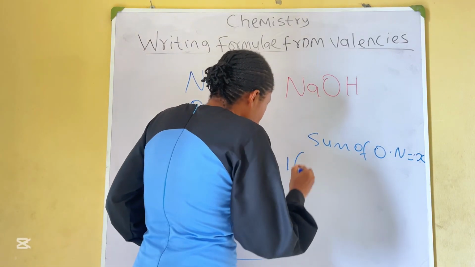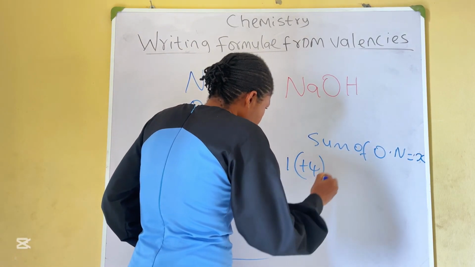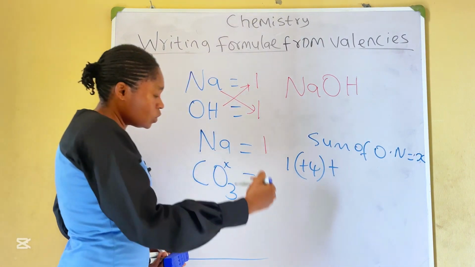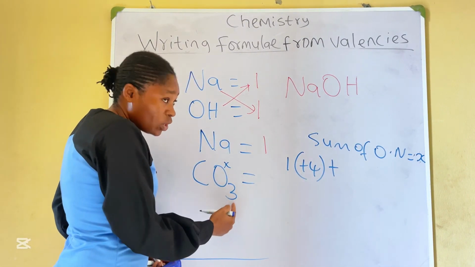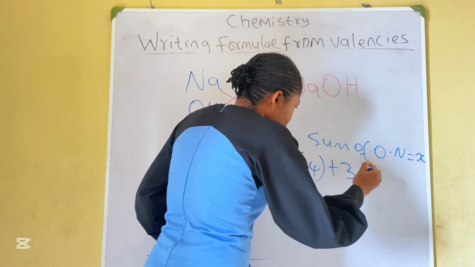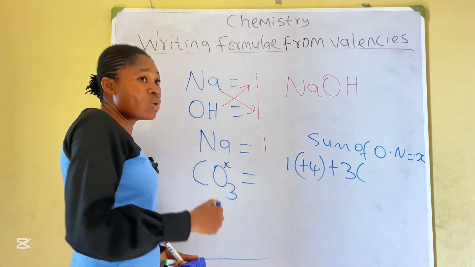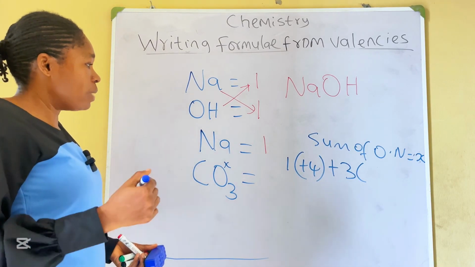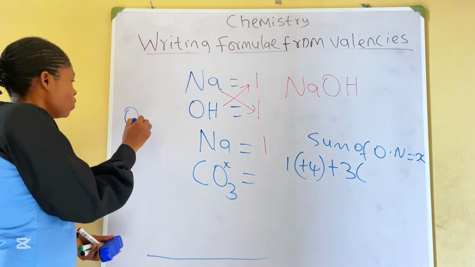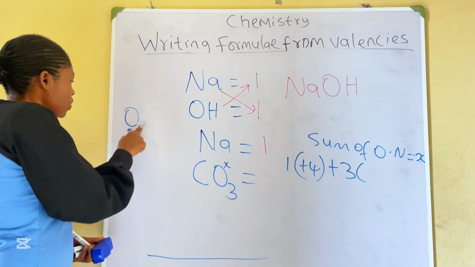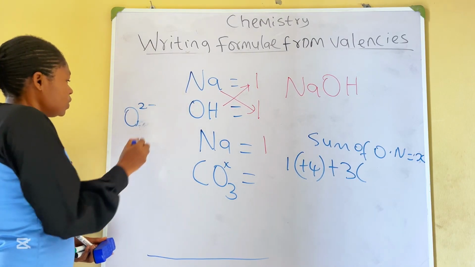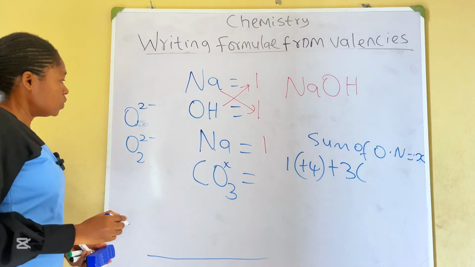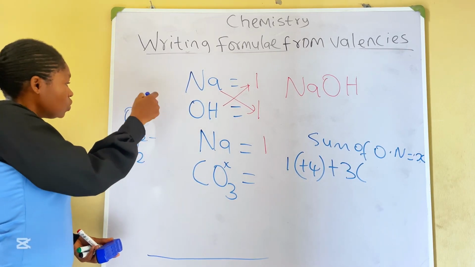So 1 times the oxidation number of carbon, which is +4. Plus, remember it says sum, so plus 3 atoms of oxygen is what I have here. What is the oxidation number of oxygen? It's always -2, except in peroxide. Always -2. This is an oxide ion. This is a peroxide ion. So you can see this oxide. That's why the oxidation number of oxygen is what?